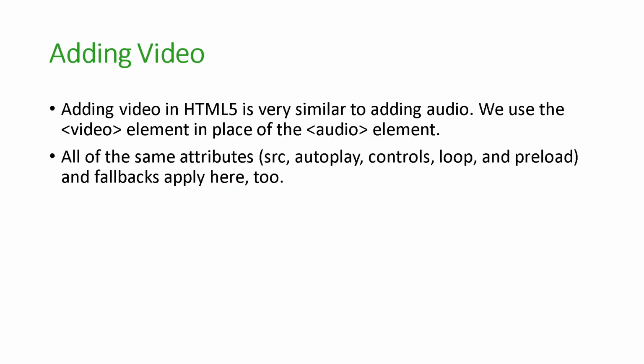Adding video into HTML5 is actually very similar to adding audio. In the last video, we looked at adding audio. We just use the video element in place of the audio element, and we have a lot of attributes that we can utilize: source, autoplay, controls, loop, and preload. Our source is, again, where our video is located. Autoplay, controls, loop, and preload are all Boolean attributes, so we can include those in our video, and they can either have them or not have them by default.